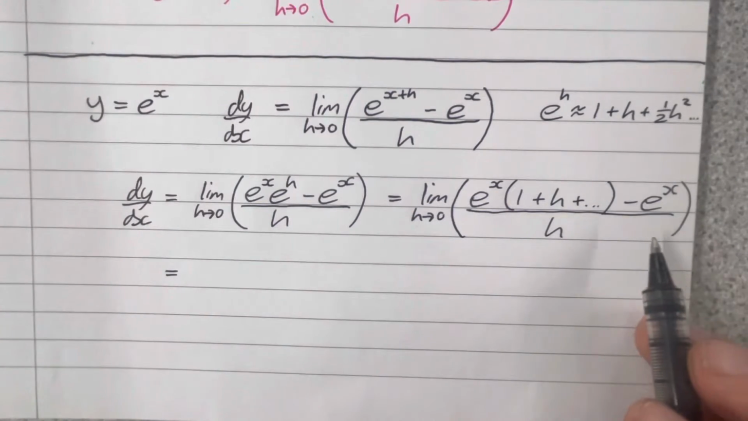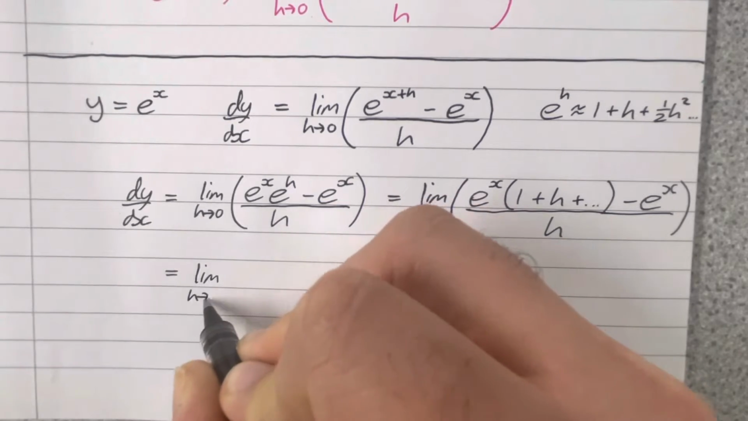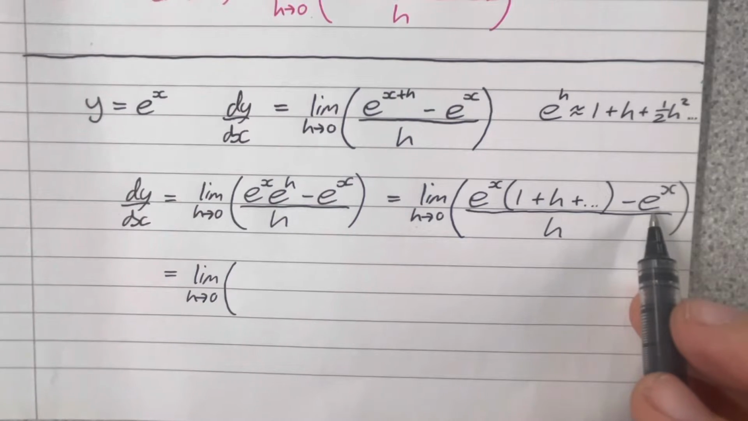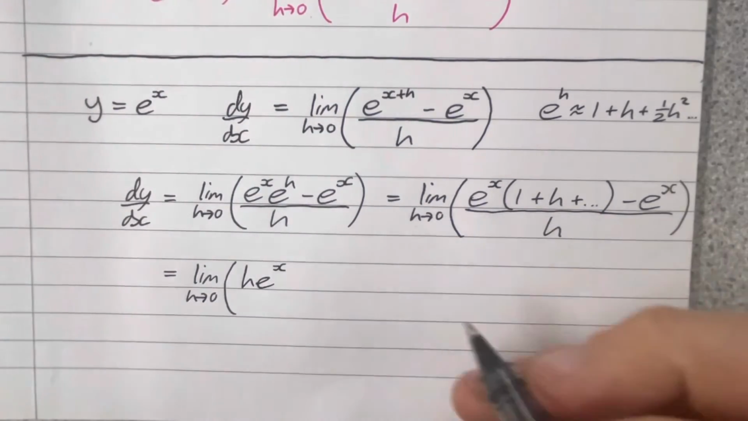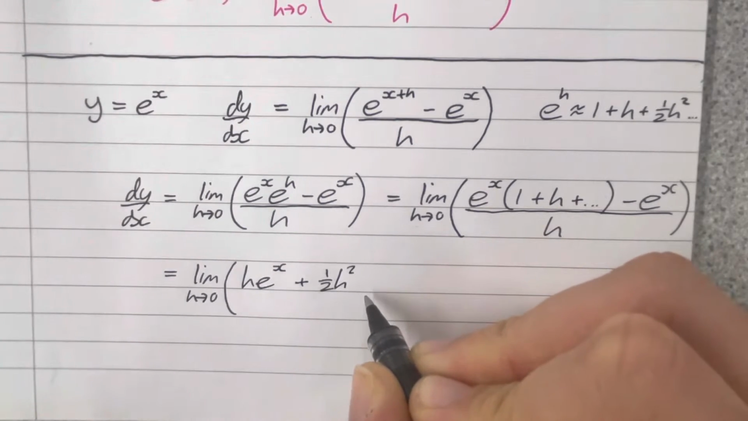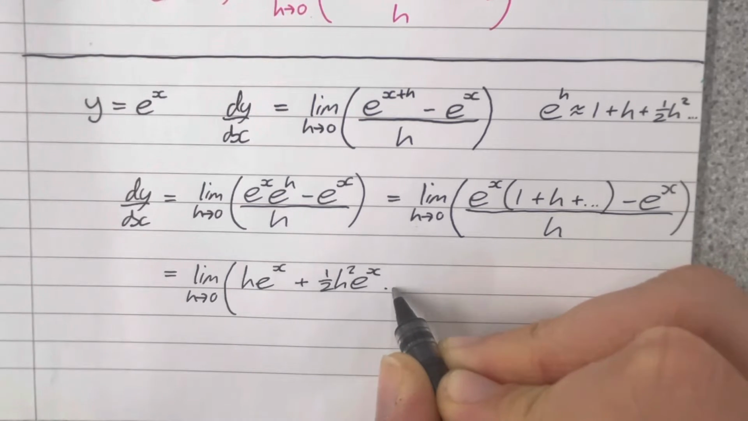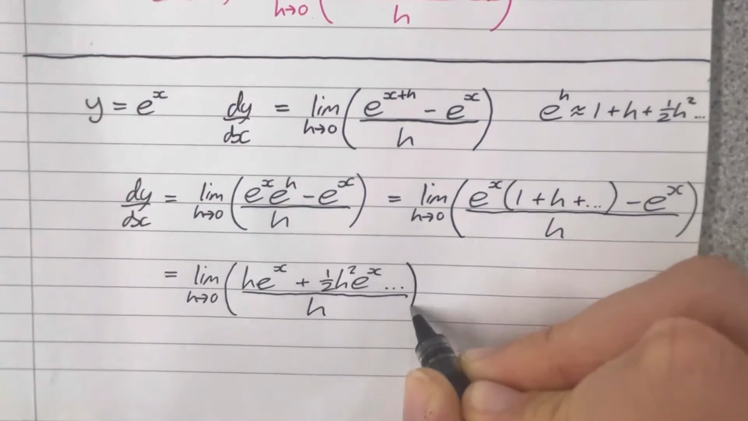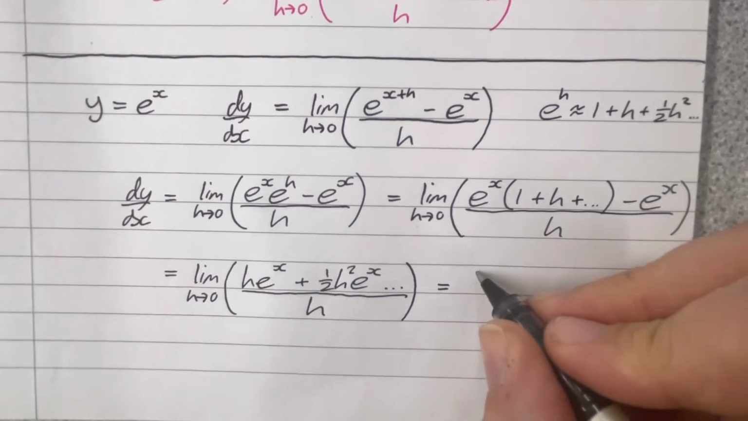And that is going to equal the limit as h tends to 0 of e to the x minus e to the x is 0, they cancel out. So we've got h e to the x. I will put the quadratic term in, so it's plus a half h squared e to the x, and so on, all divided by h. But all of these so on terms are going to contain higher and higher powers of h. The only one that's going to cancel is this first one.